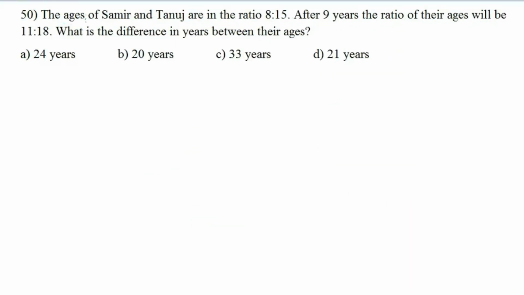Question number 50. The ages of Samir and Tanuj are in the ratio 8:15. After 9 years, the ratio of their ages will be 11 is to 18. What is the difference in years between their ages? Samir and Tanuj are in the ratio 8 is to 15. After 9 years, the ratio of their ages will be 11 is to 18. And new ratio is 11 is to 18. 8 minus 11 difference is 3 and 15 and 18 difference is 3. So overall difference is 3.